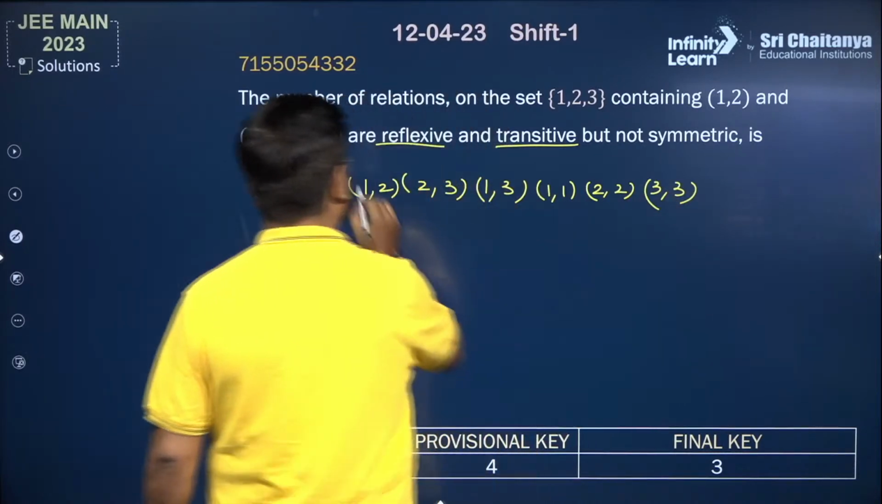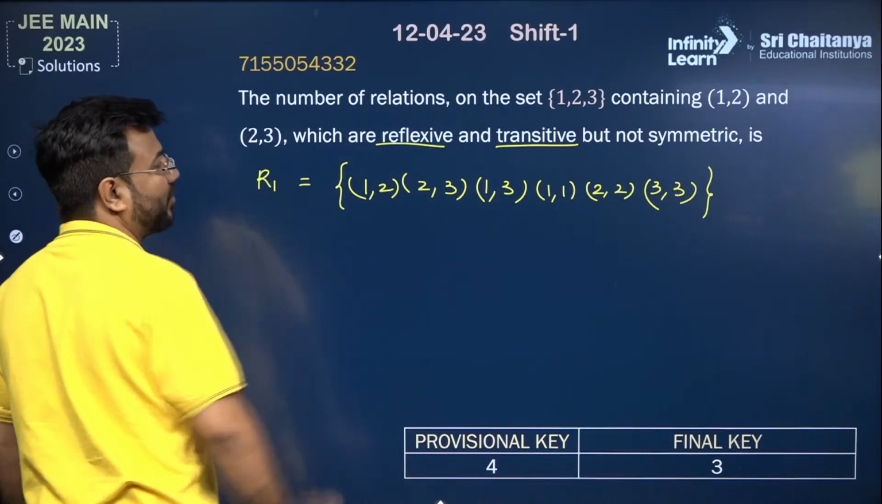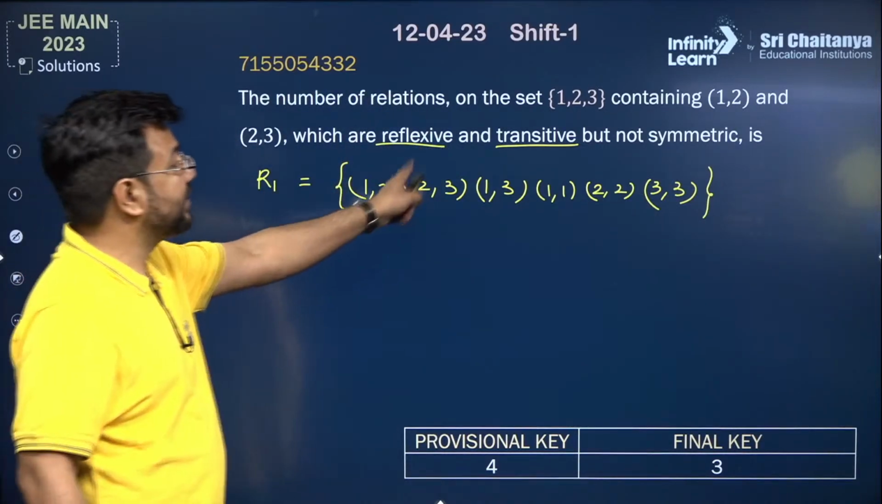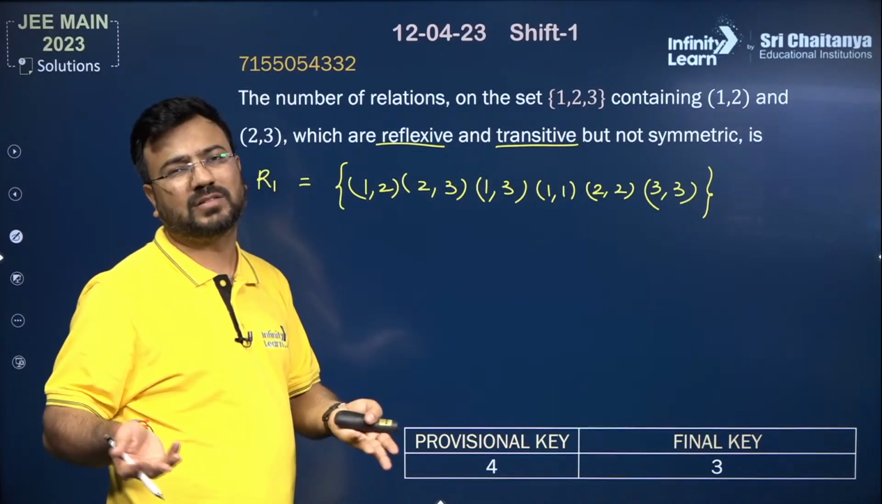I hope you are able to understand. So this is relation number 1, which is reflexive, transitive, and not symmetric. Why is it not symmetric? Because (1,2) is present, but (2,1) is not present.